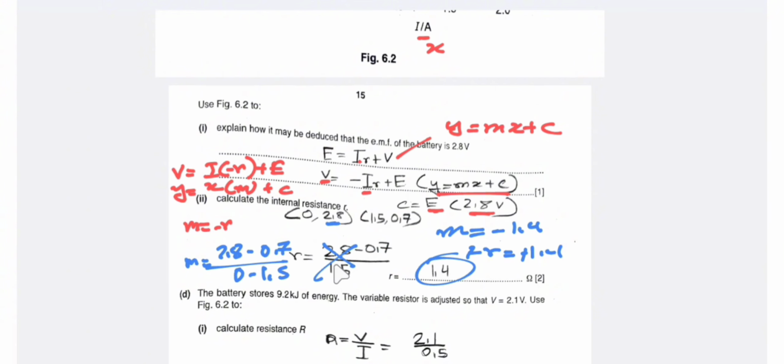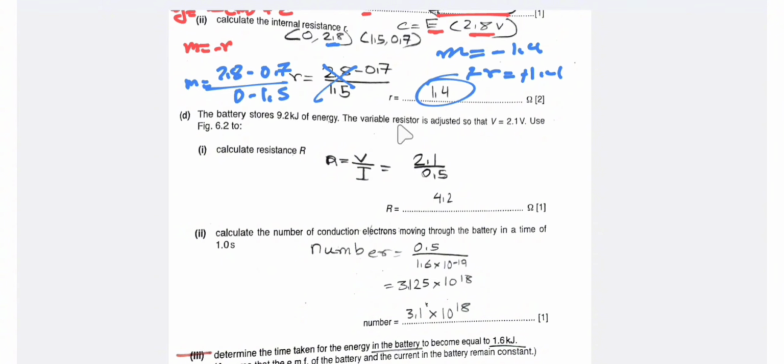Now the battery stores 9.8 kilojoule of energy. The variable resistor is adjusted so that V is equal to 2.1 volt. Use figure 6.2 to calculate the resistance R. We need to use figure 6.2 to calculate the resistance R, and this graph is for the variable resistor. Now from figure 6.2, we are given the energy stored in the battery and the value of voltage, and we need to calculate the resistance.